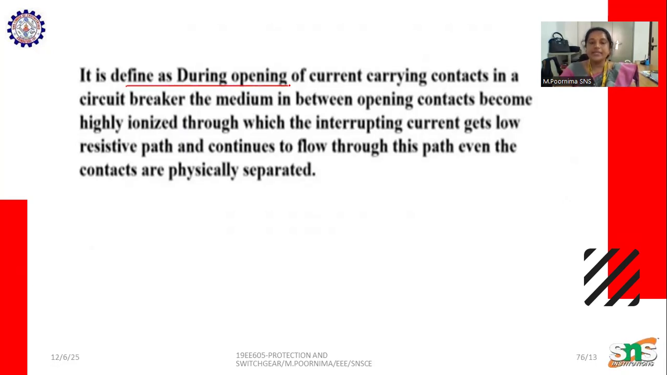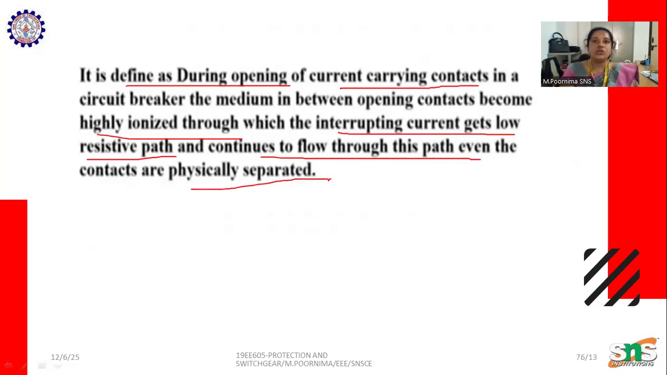During operating of current carrying contacts, the medium becomes highly ionized and the interrupted current gets a low resistive path. The current continues to flow through this path even though both the contacts are physically separated. So this is the definition of an arc.